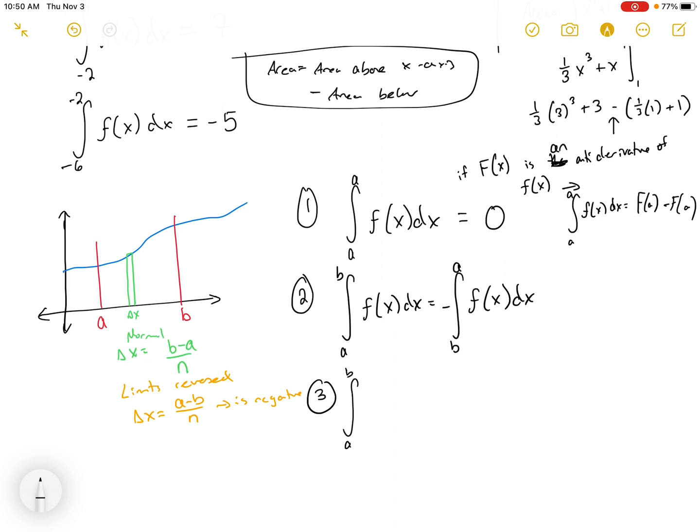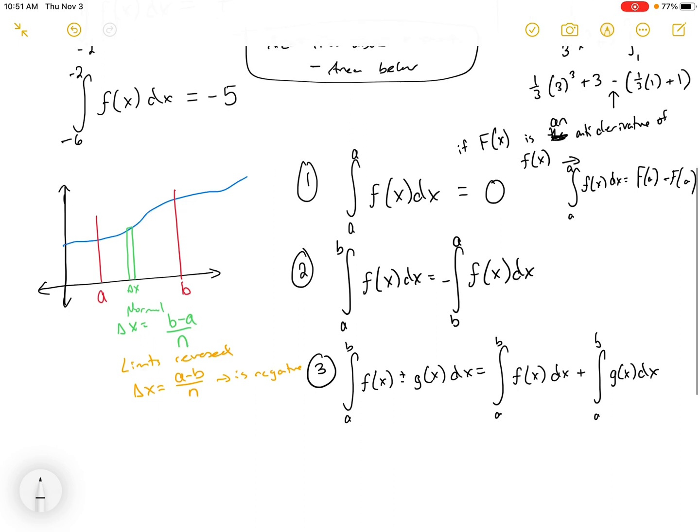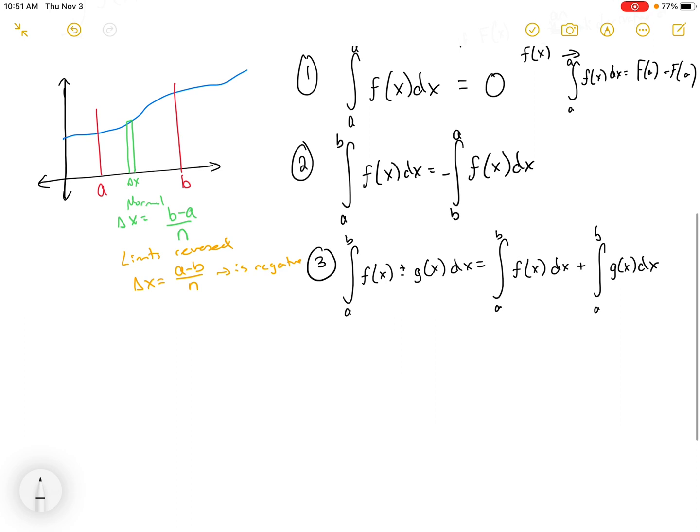If I have the integral of some f of x plus or minus some other function g of x dx, well, that could just be rewritten as the area under f of x dx plus the area under g of x dx. And why does that make sense? Let's draw 2 curves to sort of illustrate 3.